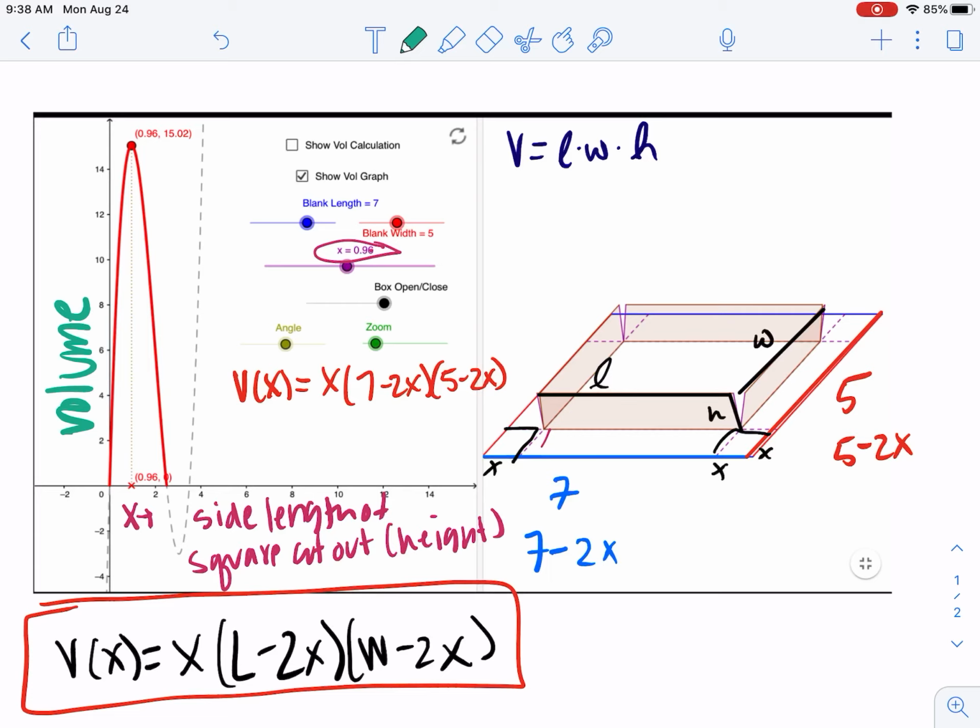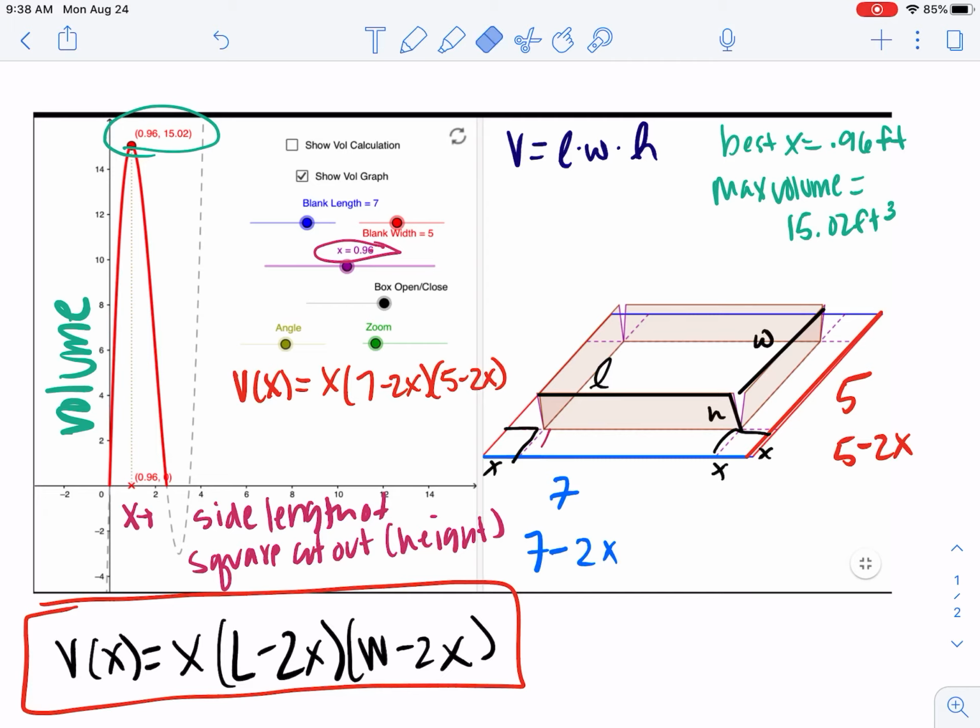To put these things in clarity, we have this point here. This point would tell me that the best x value would be 0.96 feet. And the max volume, so the biggest volume we can get here, would be 15.02 feet cubed. So that's just being able to completely understand everything that we're talking about.